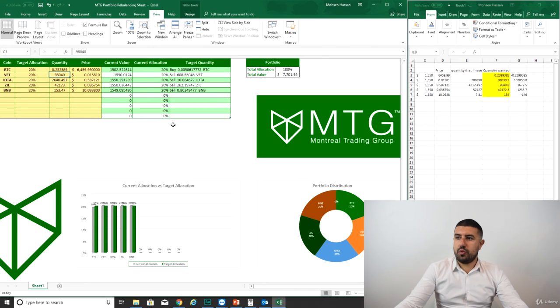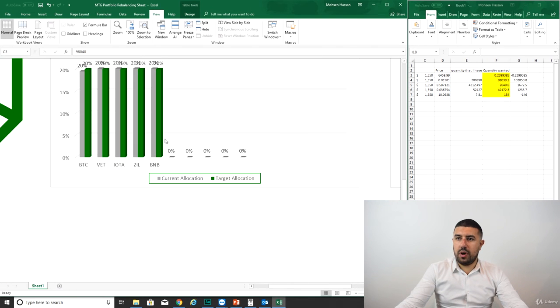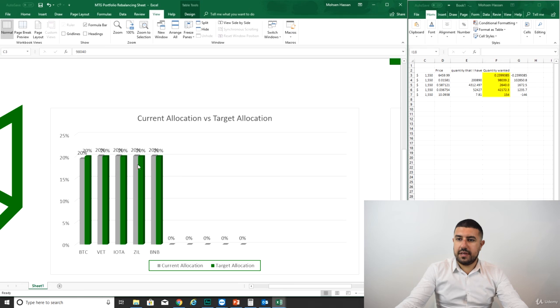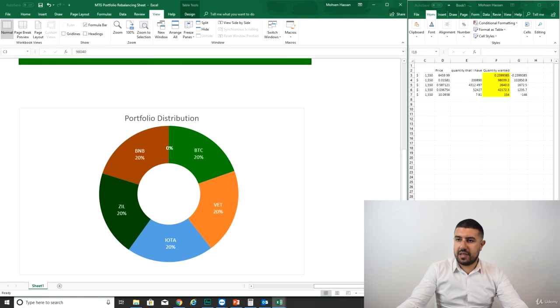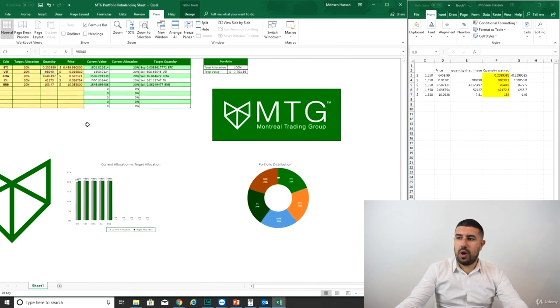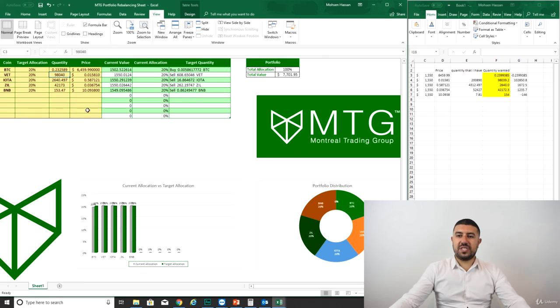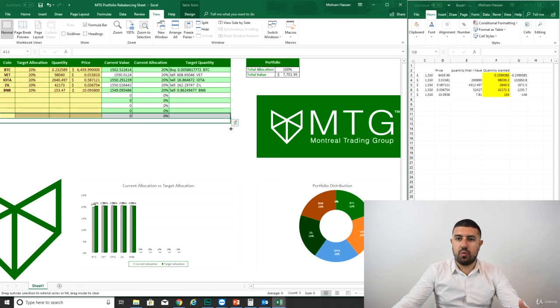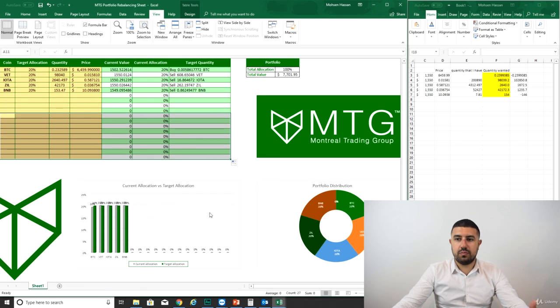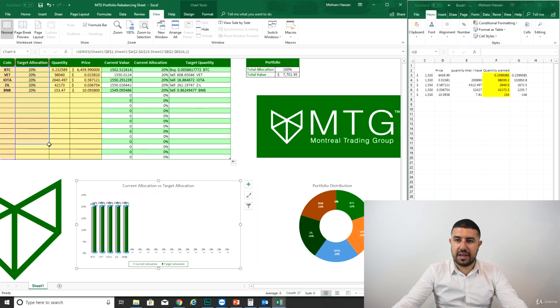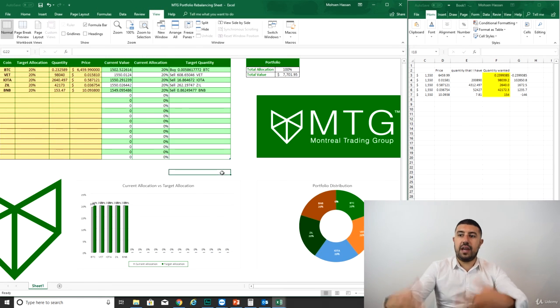Amazing. My portfolio is exactly how I wanted it. I wanted 20% in each, and that's what I have. If I look at my portfolio distribution, Bitcoin, VeChain, everything is distributed as I wanted, and voila, amazing portfolio. Now, if you ever want to add more coins because you want to trade more, all you have to do is just drag this down and you can have more coins. You just have to drag this down as well and click here. Here we go. Make sure everything is connected. Perfect. And you can have more coins if you want.